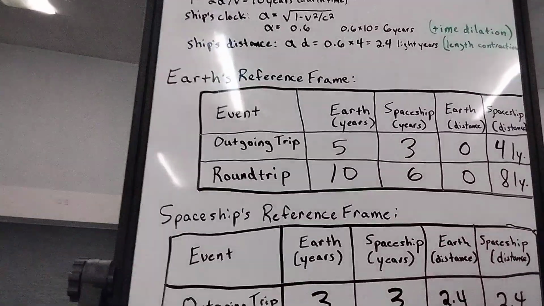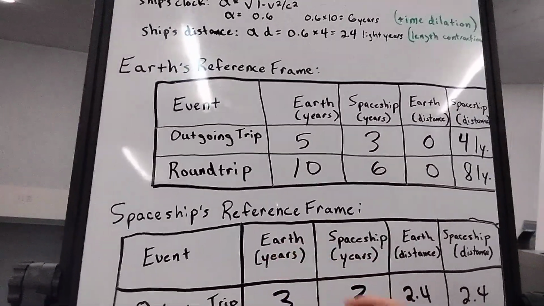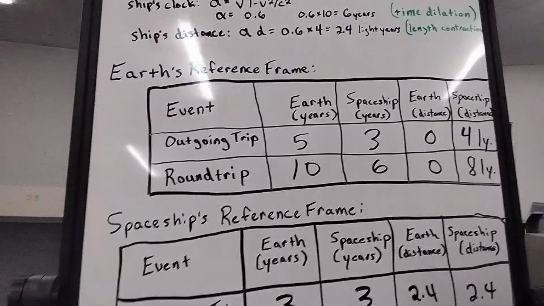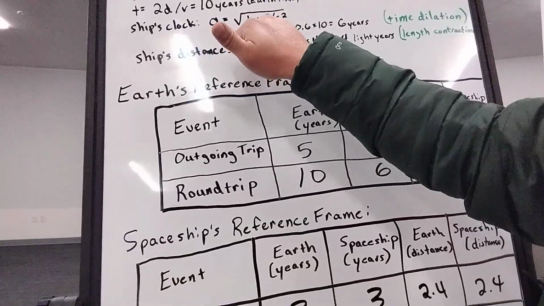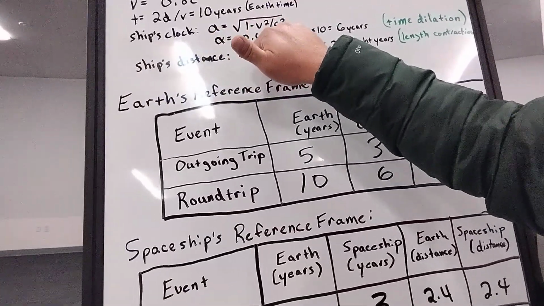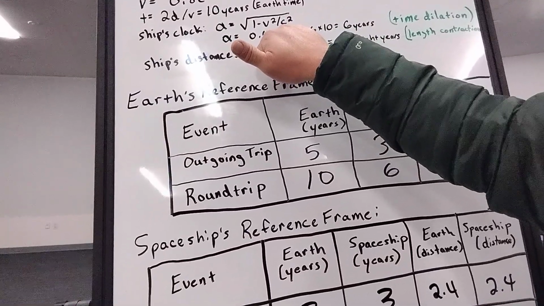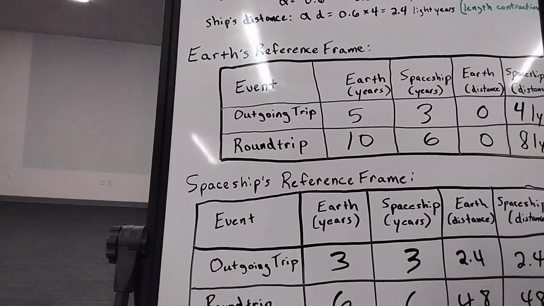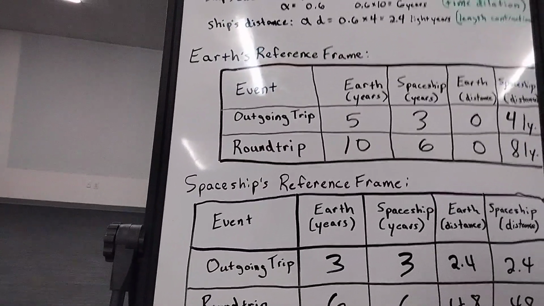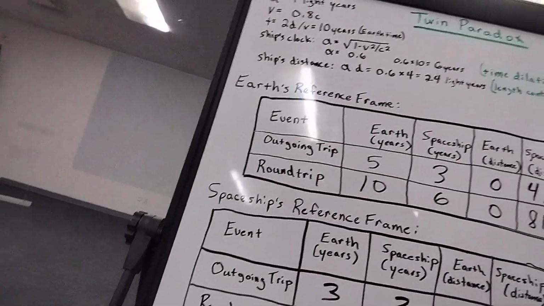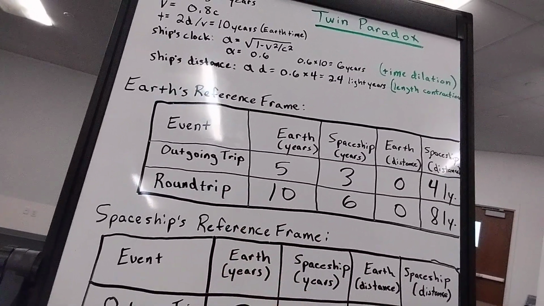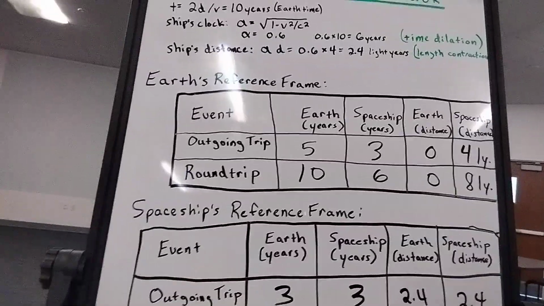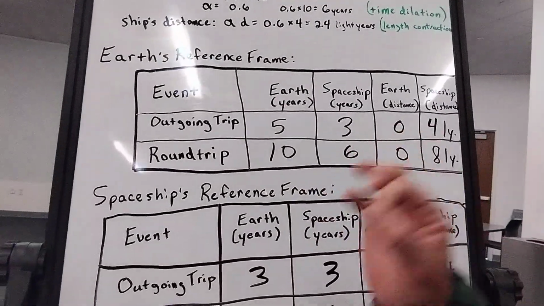Distance divided by velocity. So on this one, the distance was 2.4 light years. That's how far Earth moved away from the spaceship. The Earth moved away from the spaceship at 0.8 c. So from D divided by V equals 2.4 divided by 0.8 c. The velocity is 0.8. Gives 3 years. That's the outgoing trip. The return trip is a total of 6 years.